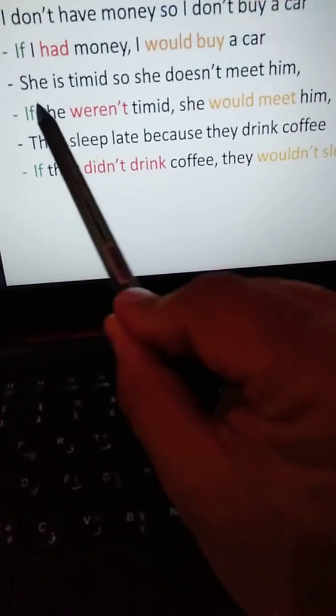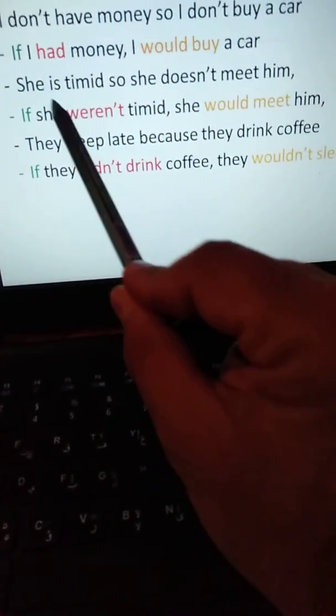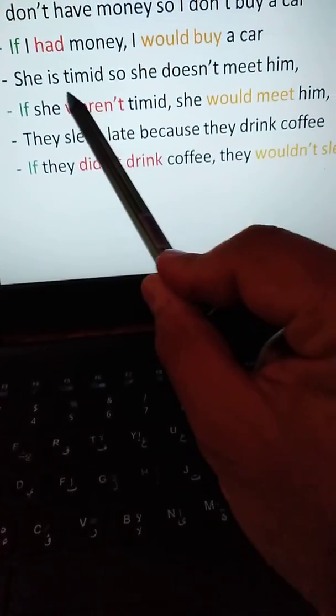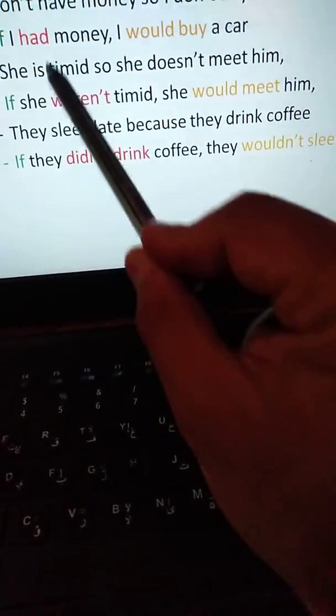Okay? She is timid. Timid or shy. So she doesn't meet him. Here, she is timid is the cause. The result is she doesn't meet him. If she weren't, because this is the verb, it must be in the past. And it is here positive, so here it must be negative.